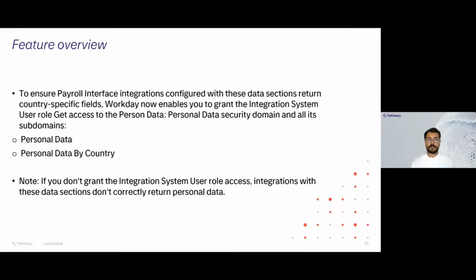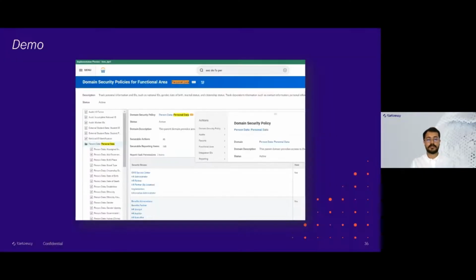While we were talking about security, what exactly is happening is that, to ensure payroll interface integrations are configured with the correct country-specific data section, Workday has now enabled granting the integration system user role access to the person data and personal data security domain and all of its subdomains. In this, we will get personal data and personal data by country. If we are not giving this security, then there could be a scenario that we are not getting the exact personal data. So for that, we will have to give the security.